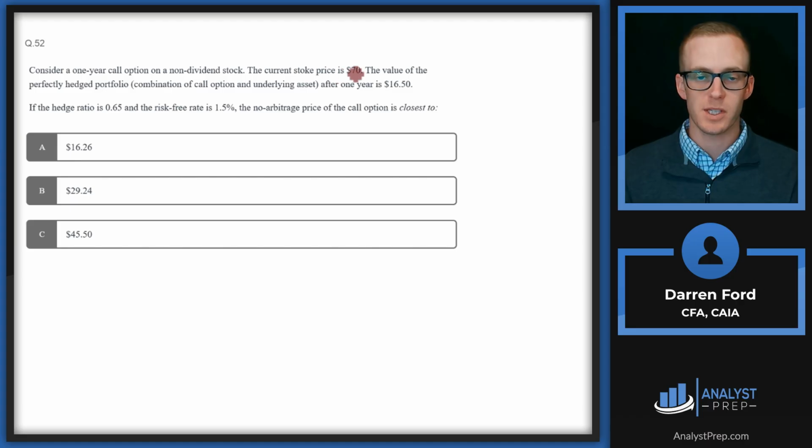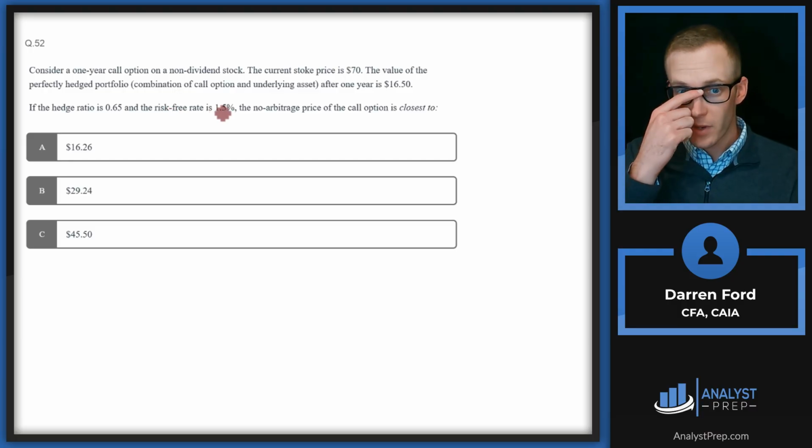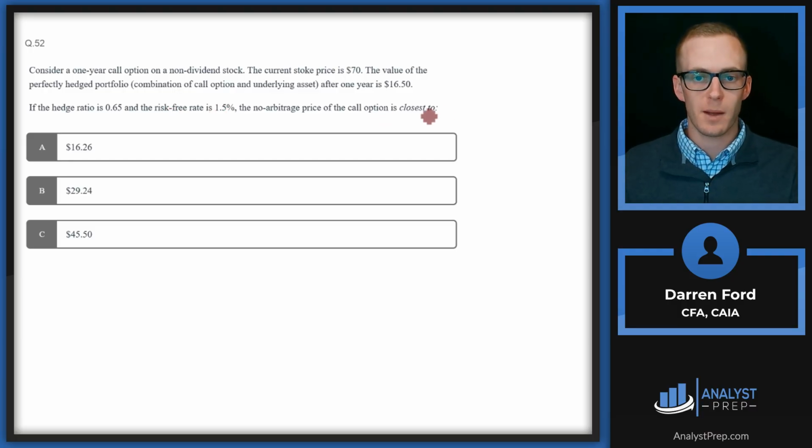Consider a 1-year call option on a non-dividend stock. The current stock price is $70. The value of the perfectly hedged portfolio, the combination of call and underlying asset, after 1 year is $16.50. If the hedge ratio is 0.65 and the risk-free rate is 1.5, the no-arbitrage price of the call option is closest to.